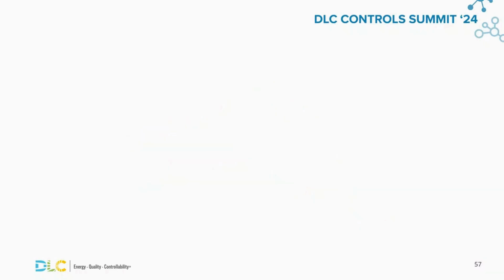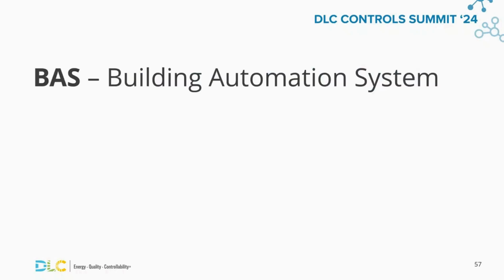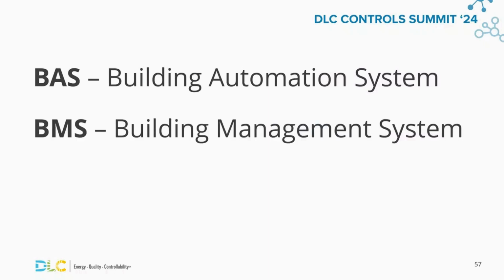Speaking of different words, here are 3 terms about building automation. A BAS is a building automation system. This is the hardware used to automate a building and to connect different building systems together. A BMS is a building management system, which is the software running on the BAS hardware.